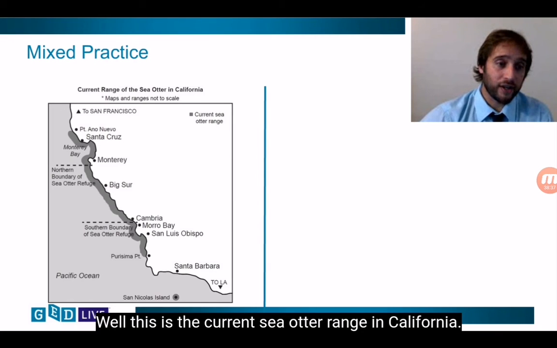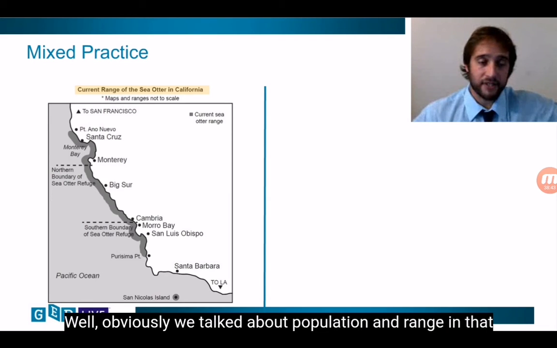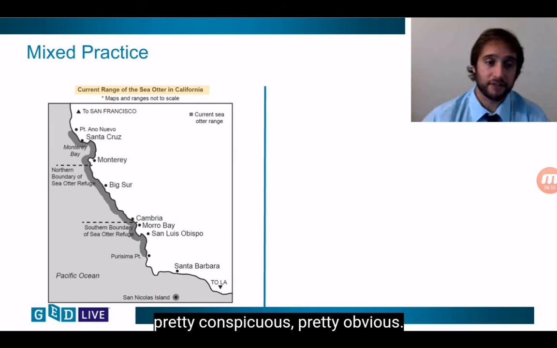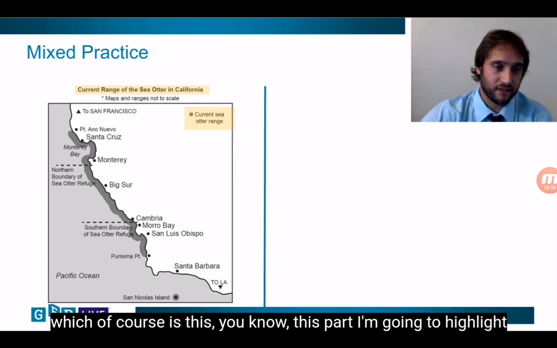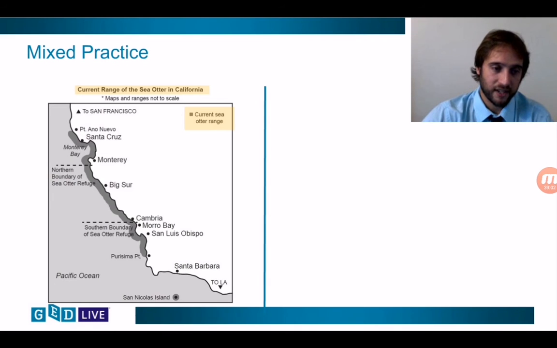Well, this is the current sea otter range in California. And we're like, okay, well, obviously we talked about population and range in that passage, so the connection here is pretty conspicuous, pretty obvious. Now this information over here, the current sea otter range, which of course is this part I'm going to highlight in green all the way down the coastline here, right?